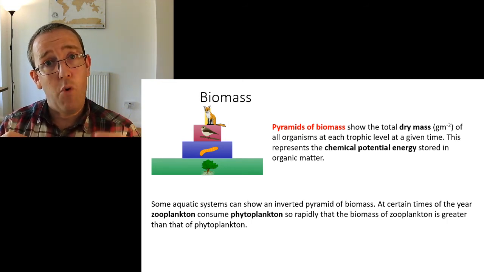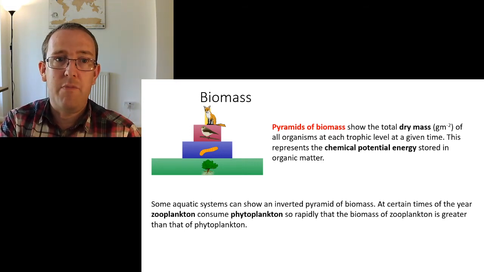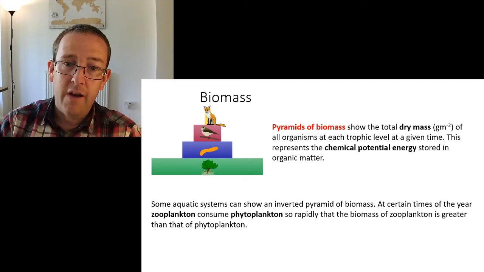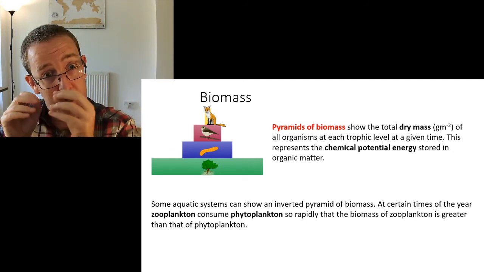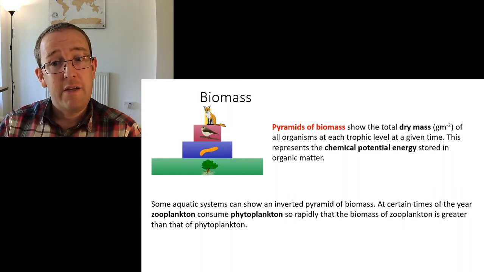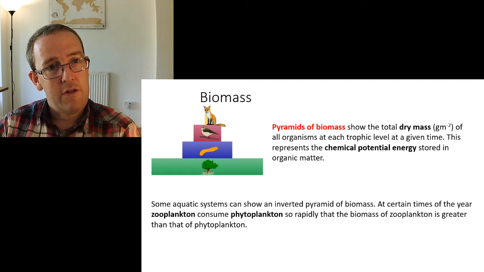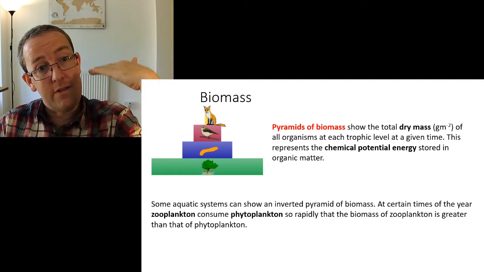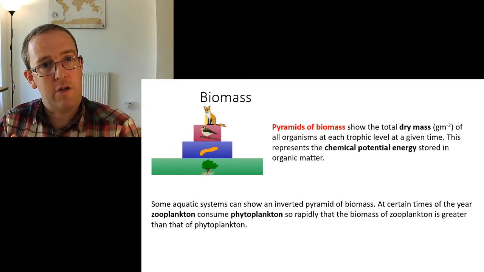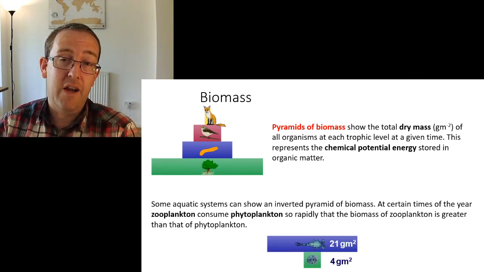So there are some points in the year where zooplankton consume phytoplankton. Zooplankton literally means plankton that are like little animals, as opposed to phytoplankton, which are plankton that are little plants. So zooplankton consume the phytoplankton so rapidly that actually the zooplankton biomass is bigger than the producer. So our primary consumer bar is bigger than our producer's bar, and it looks like that, in grams per meter squared.